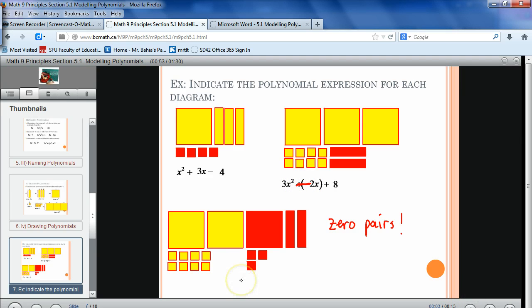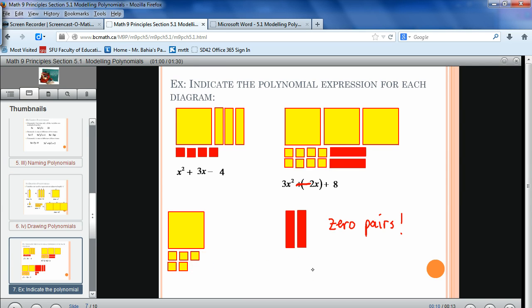Here, now, if you remember, and I put a little note to myself, zero pairs. If you remember how to deal with zero pairs, when you've got a yellow and a red, they kind of cancel each other out. They neutralize each other. So these two are going to neutralize each other, or actually those two. And some of these little small reds are going to neutralize and cancel out some of these other yellows. So when you do that, what are you left with? Those two neutralize each other. 3 of these will neutralize 3 of those. Like that. And they're gone.